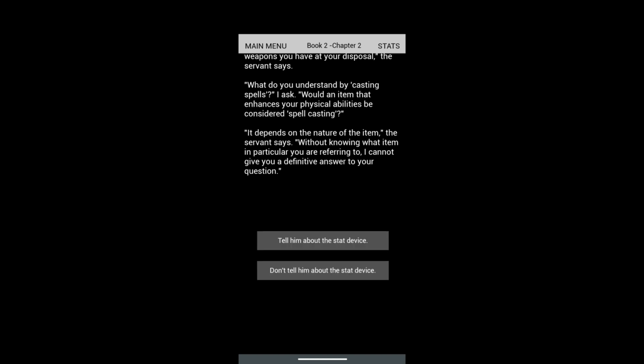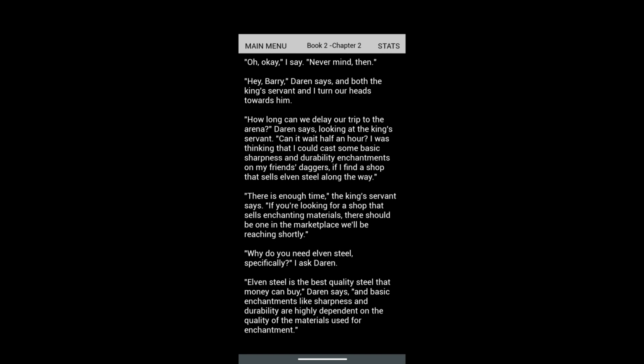So this is the first choice of book 2, chapter 2. It says, don't tell the servant about the stat device. I don't remember what I chose last time. I would think that I chose don't tell him, but I don't remember. But it says don't tell the servant about your stat device, so I will not tell him. Okay, I say never mind then. Hey Barry, Darren says, the both king servants and head. Oh, so there's just no dialogue about it then. We just continue our normal way, I suppose.